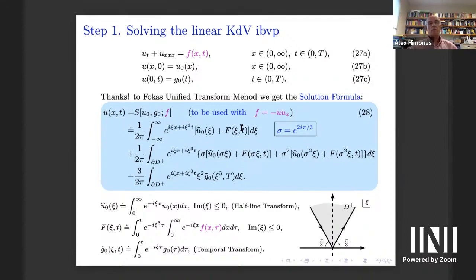And here is again the first line, which is like the initial value problem. And then we have here two more lines, which are integrated over this boundary D plus. This is a good boundary, and this is the advantage of using the half-line Fourier transform, which is analytic on the lower plane. So we see one more time the solution formula for the forced linear IBVP.